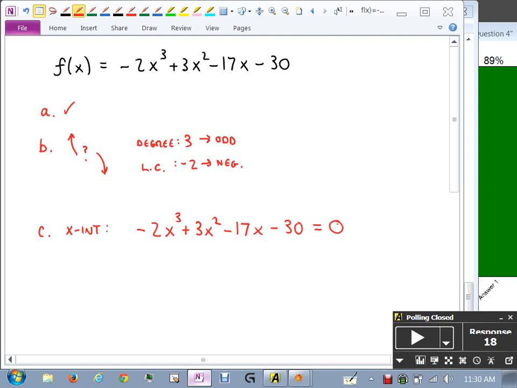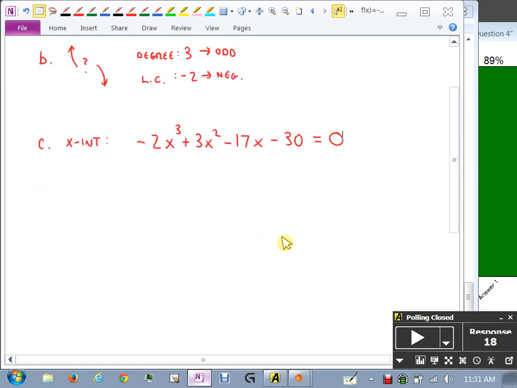Okay, how many terms do you have? 1, 2, 3, 4. Maybe grouping will work. It won't. So you're doing synthetic. So let's make our list. I'm going to look at all the factors of 30. And it's actually a -30, right? But we look at the plus or minuses anyway, no matter what. So plus or minus 1 and plus or minus 30.